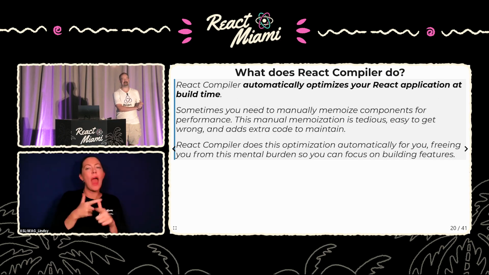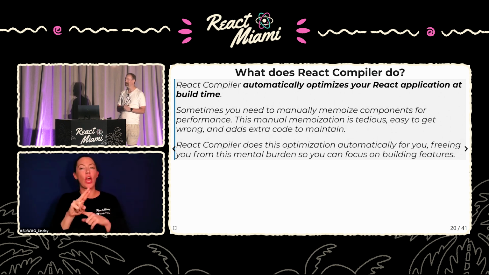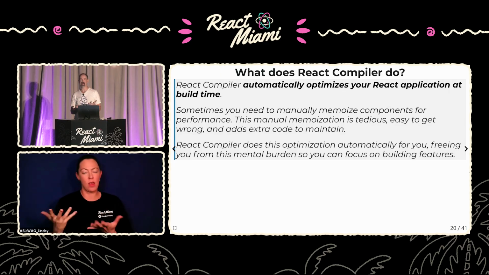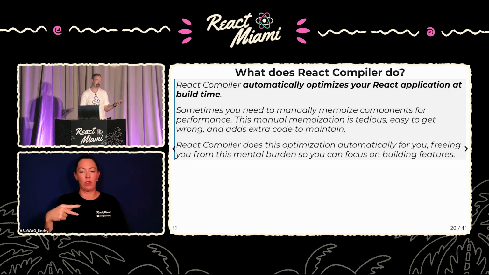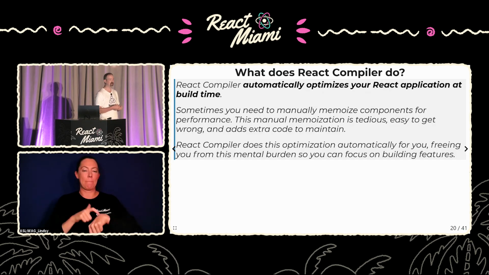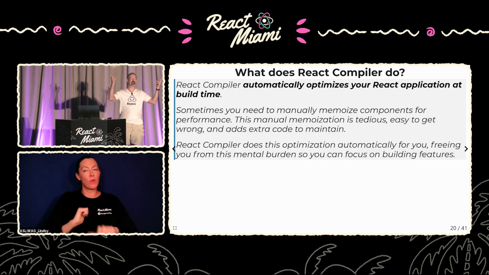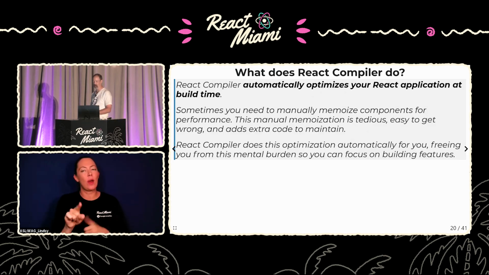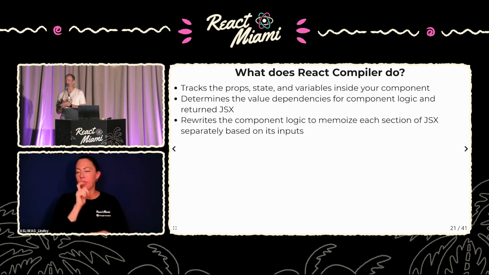Well, guess what React compiler actually does for you? Straight from the docs, React compiler's job is to automatically optimize your entire application at build time. And the React team points out that this not only improves performance, it also frees your mind of having to actually think about doing all this work.